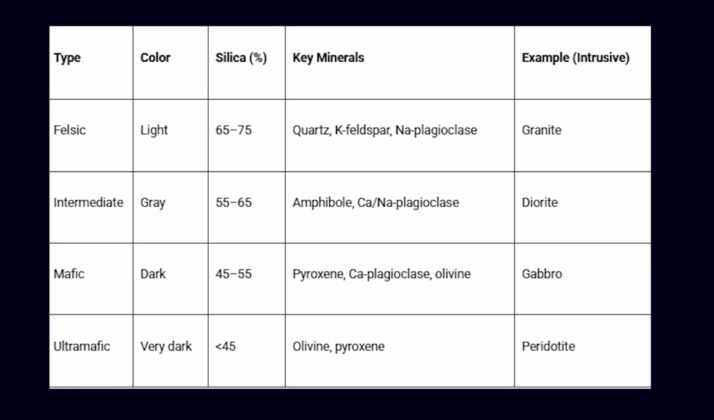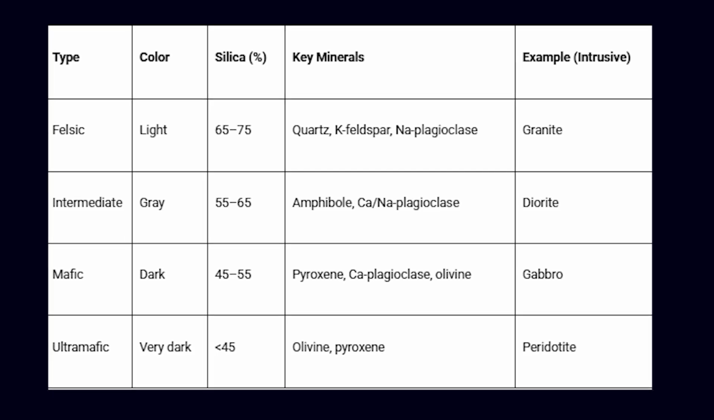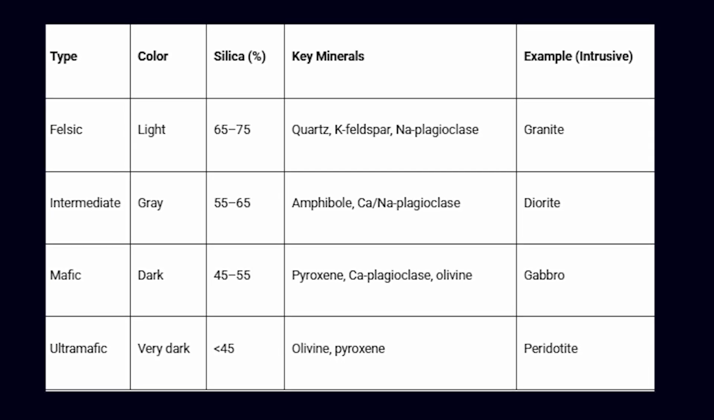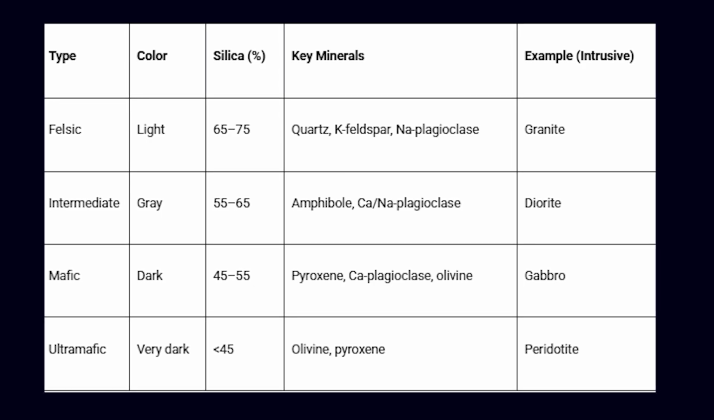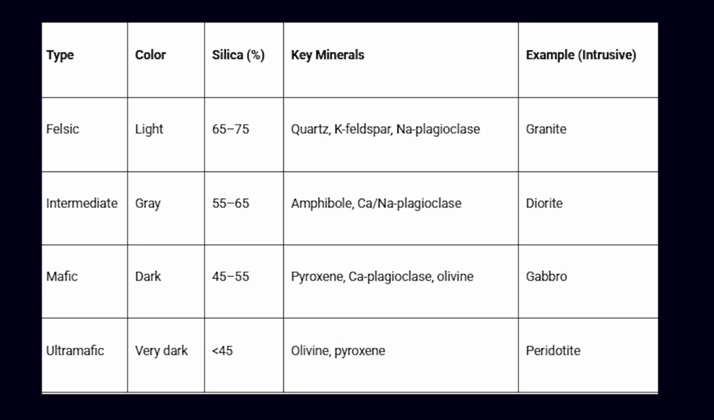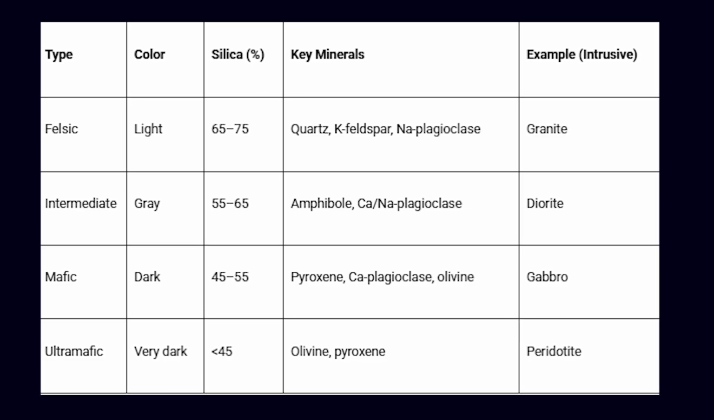Okay. Let's go to mafic. So it's dark in color, and these will be your mafic rocks, with 45 to 55% silica. You have your pyroxene, Ca plagioclase, and olivine. An example would be gabbro.